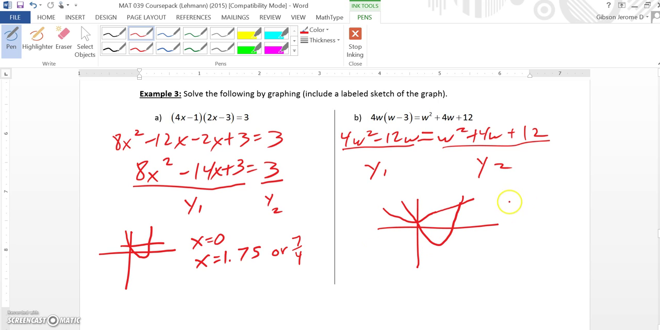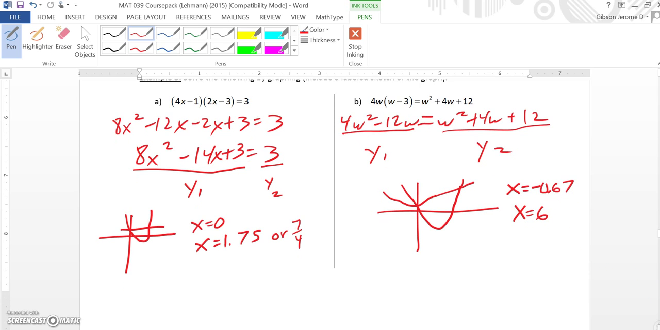Okay, so this will be approximately, because we will round it to maybe 2 decimal places, negative 0.67 will be one of your answers, and then x equals 6 will be your other answer. So these will be your final answers.